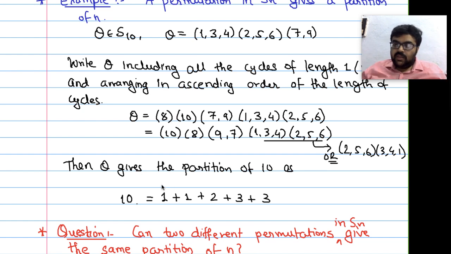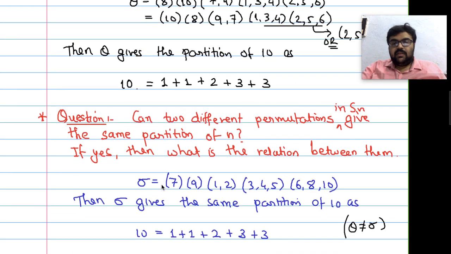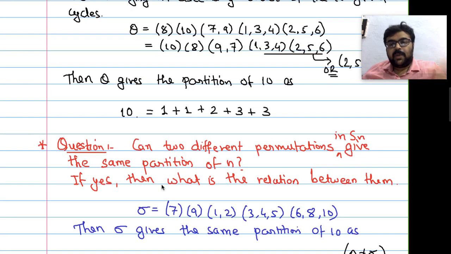So a permutation gives a partition, right? A permutation in Sn gives a partition. Now the question is whether two permutations can have the same partition. Yes. See, one we have given as an example. It is just a partition only.